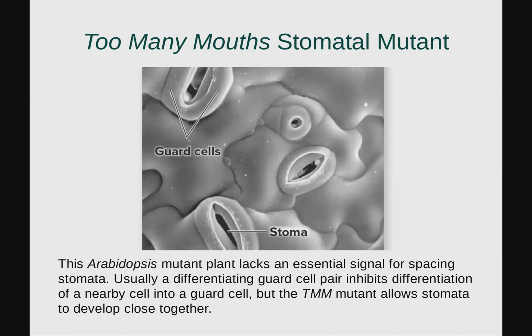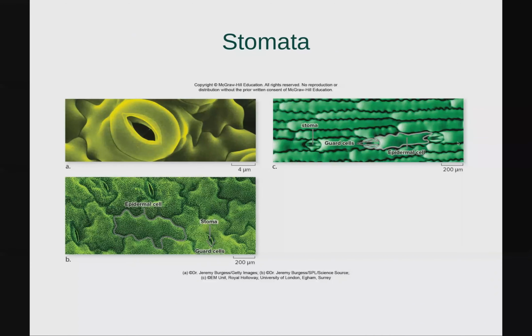We can look at an interesting mutant in plants. We have the too many mouths stomatal mutant. This is in a plant called Arabidopsis thaliana. It's just a mustard plant. This mutant lacks essential signaling pathways for the spacing of stomata, so it causes this really weird patterning. But stomata are usually spaced and separated by a distinct amount, as you can see here, right? They're always separated typically by one epidermal cell.